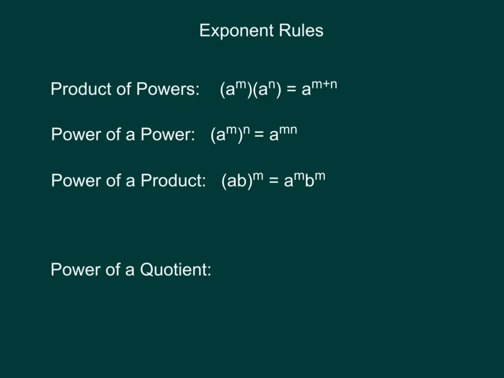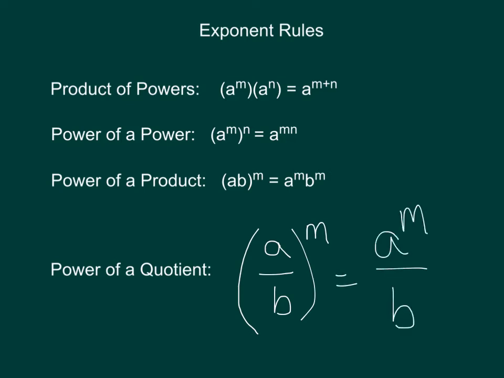And the power of a quotient, I'm going to handwrite this one. Right, so a divided by b to the m would be a to the m over b to the m. So again, it's very similar to the power of a product. Everything that's inside of the parentheses is going to be raised to that exponent. So that's what's going on here.